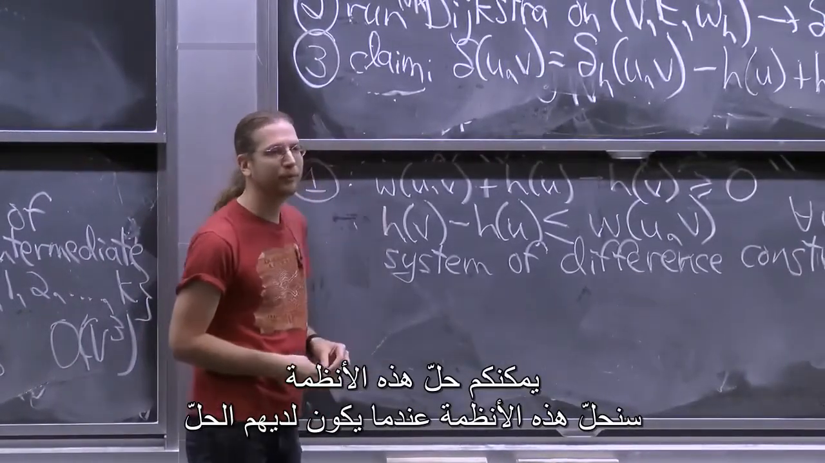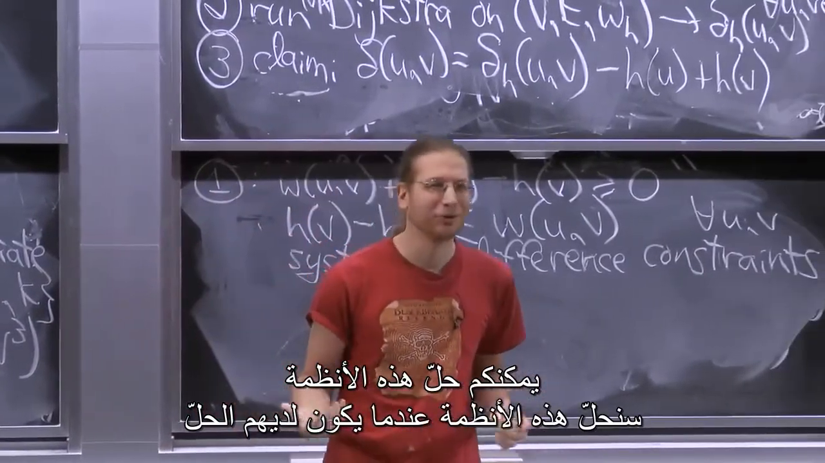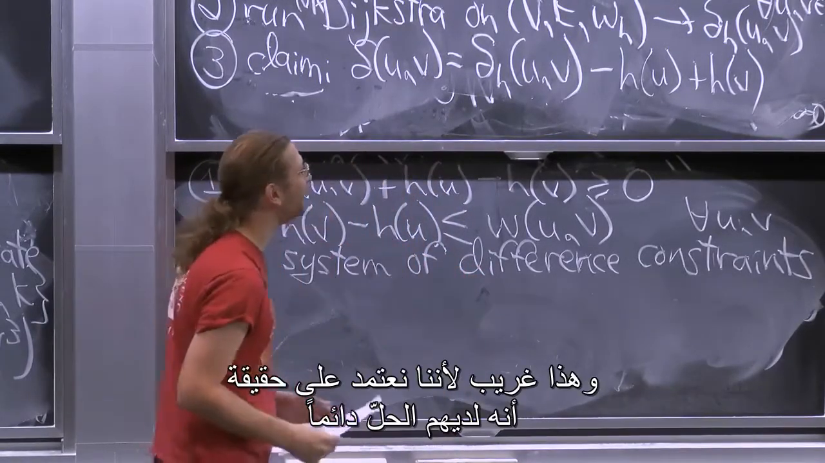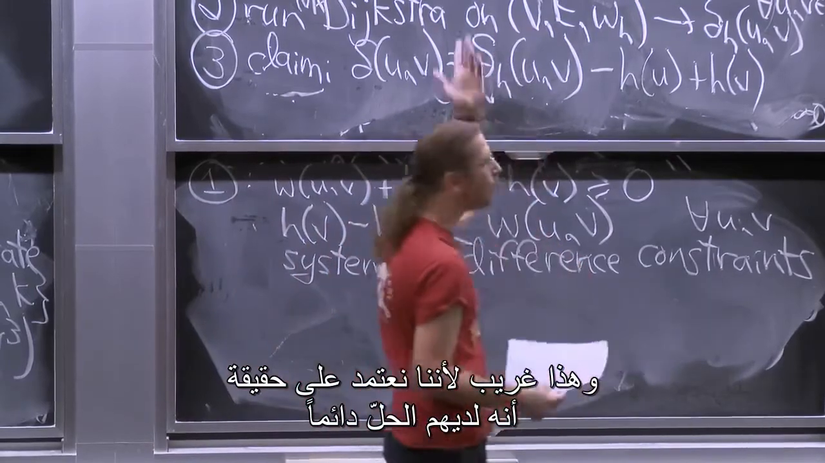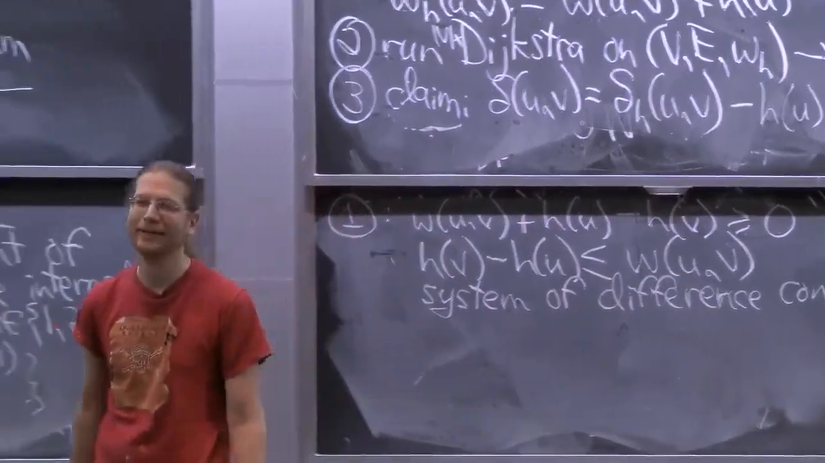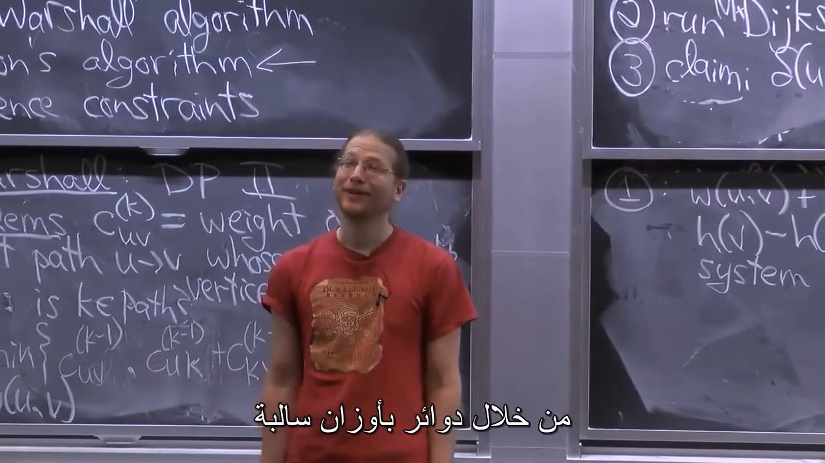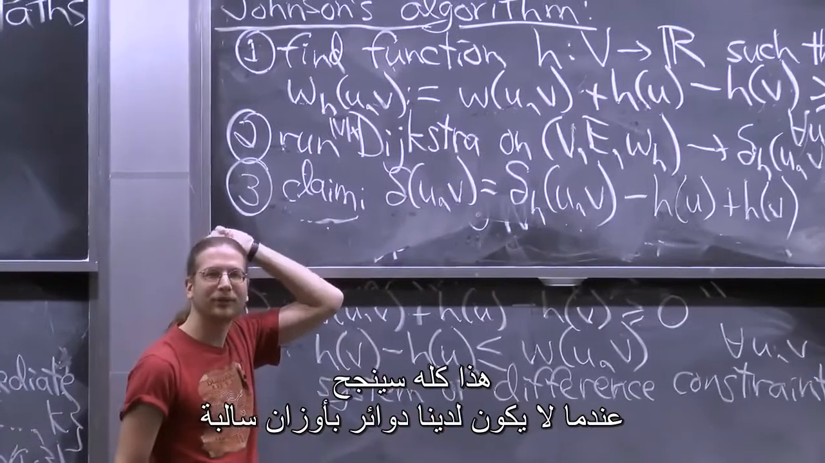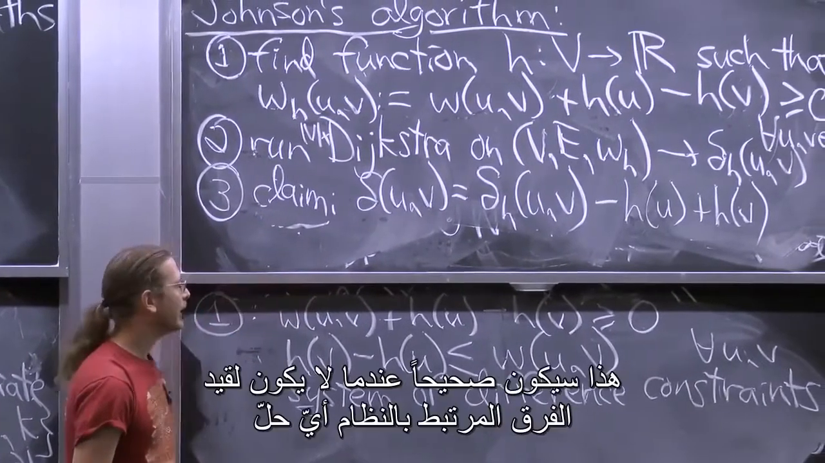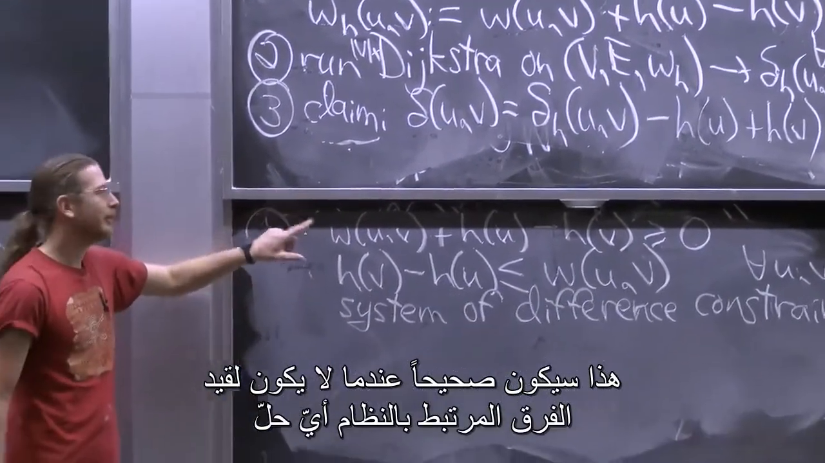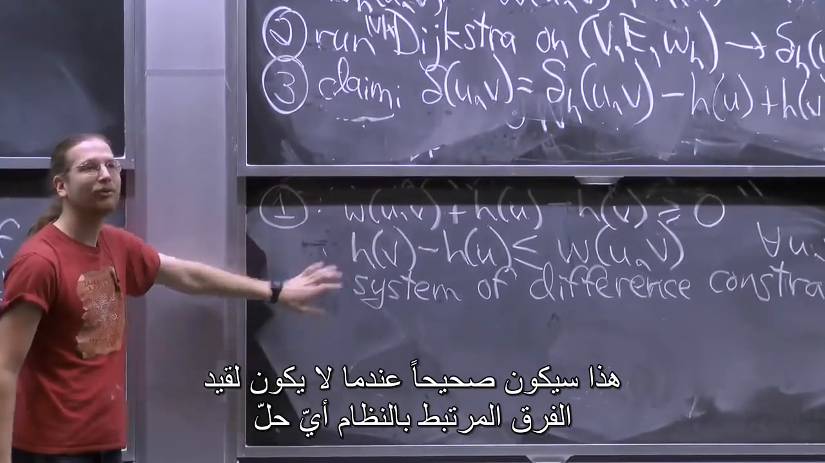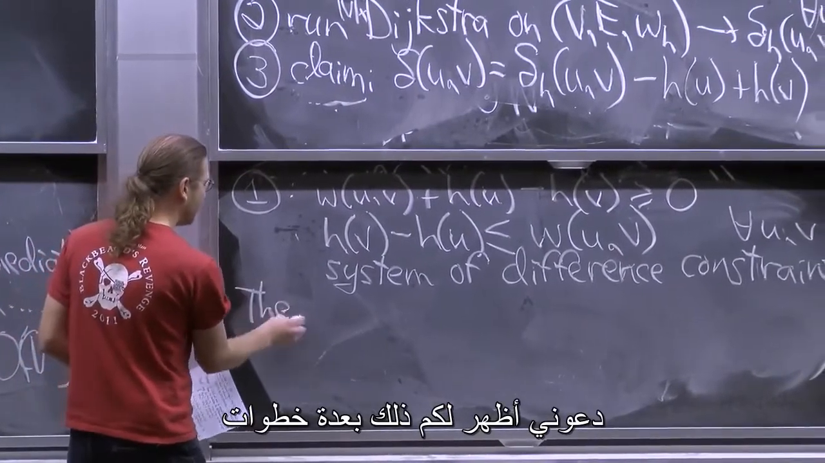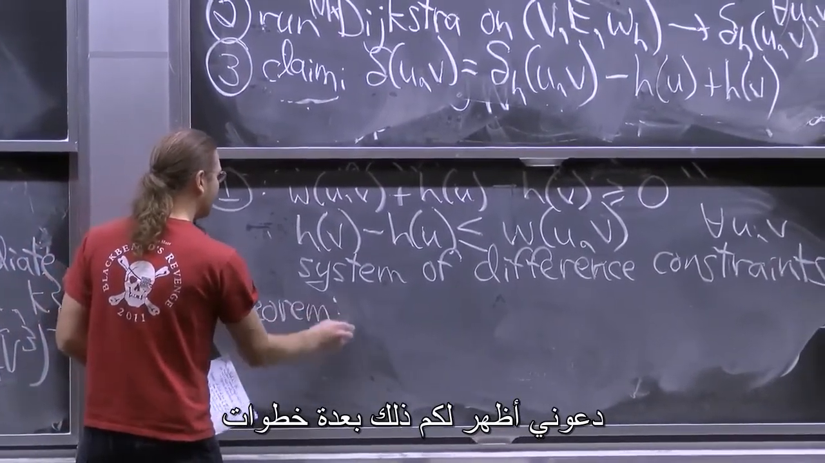We're going to solve these systems when they have a solution. They don't always have a solution, which is a bit weird because we're relying on them always having a solution. How could that be? Negative weight cycles. This is all going to work when we don't have negative weight cycles. And that's exactly going to be the case when this system of difference constraints has no solution. So let me show you that in a couple of steps.